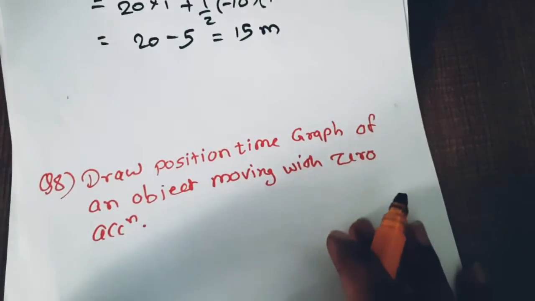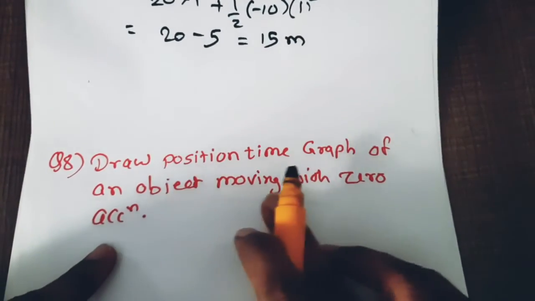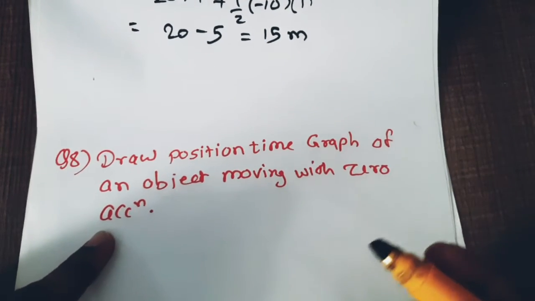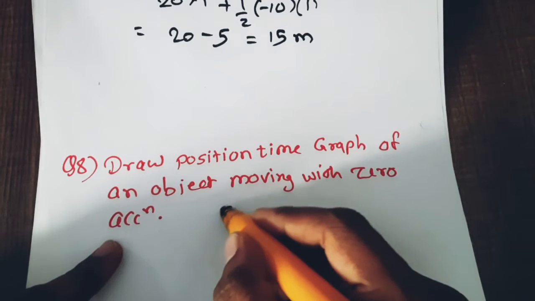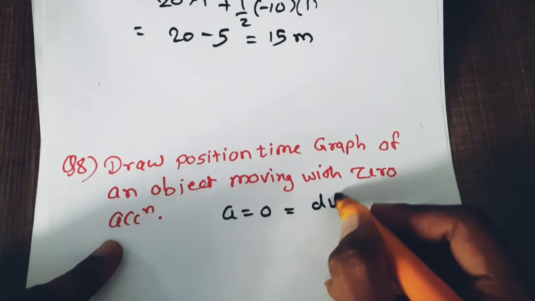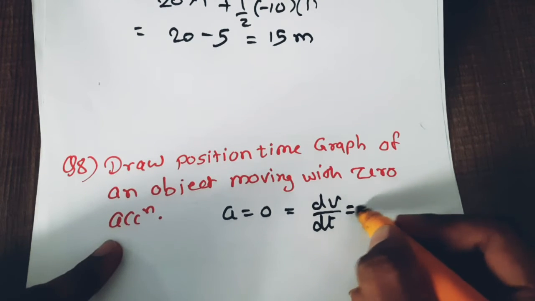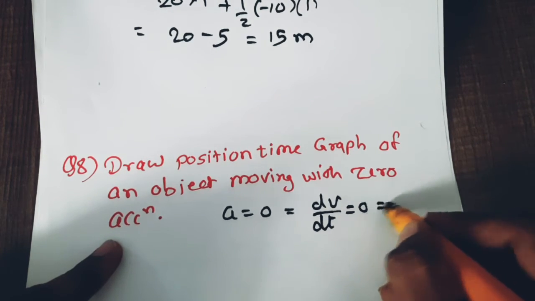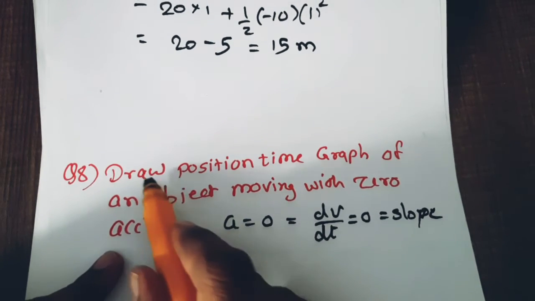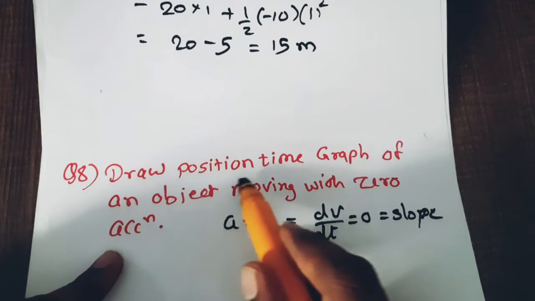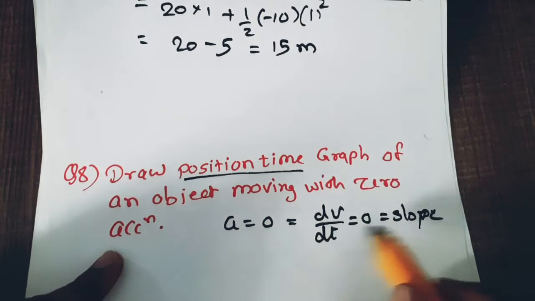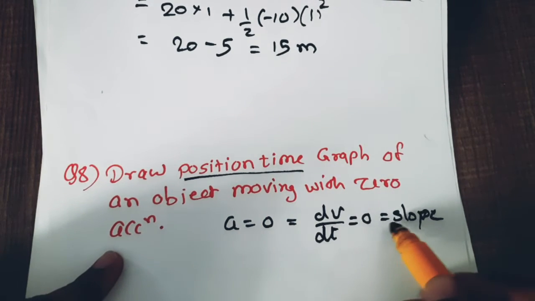Now let us look at the second question. Draw a position time graph of an object moving with zero acceleration. Now if acceleration is 0, this implies dv by dt is 0, slope of vt graph is 0. But now draw the position time graph of object. We have to draw position time graph. Slope of velocity time graph is 0.